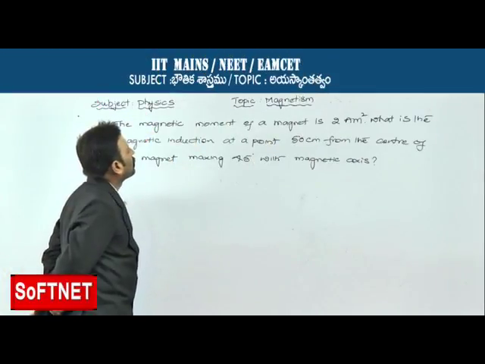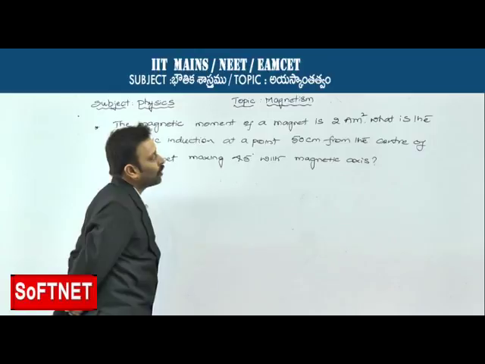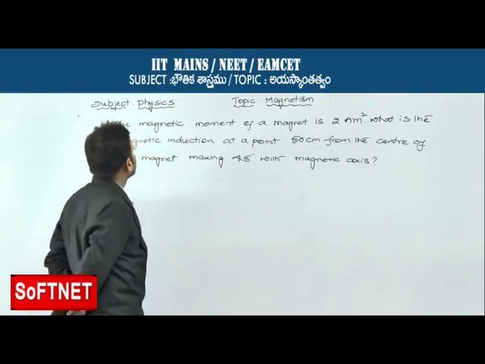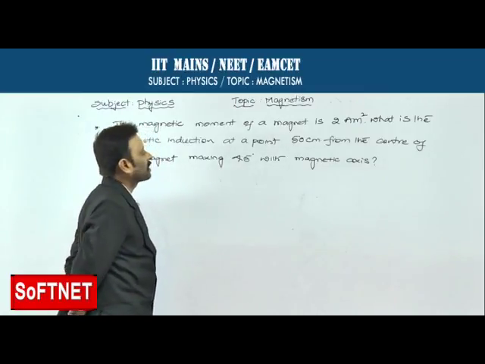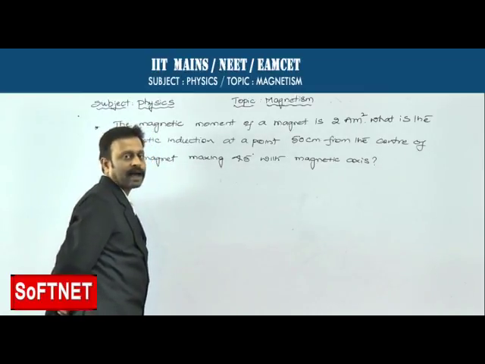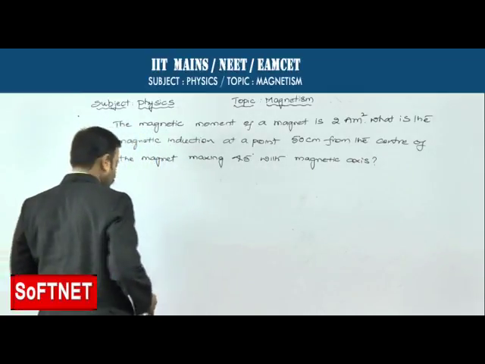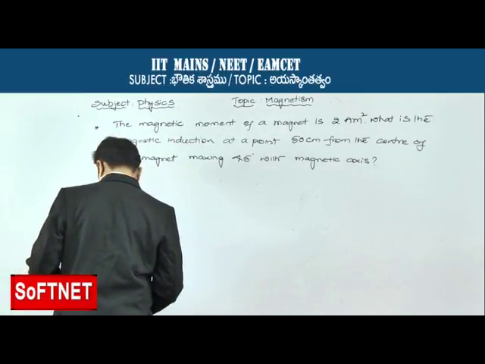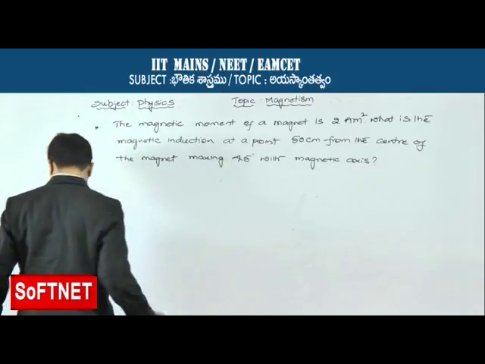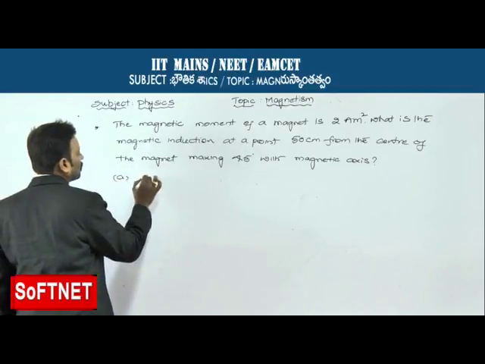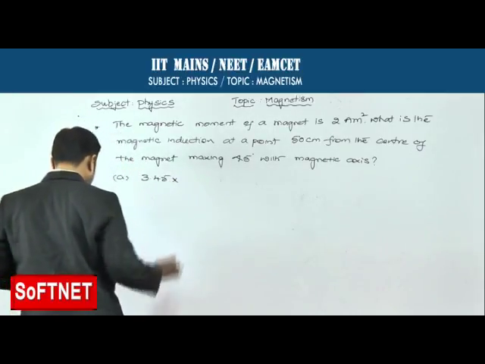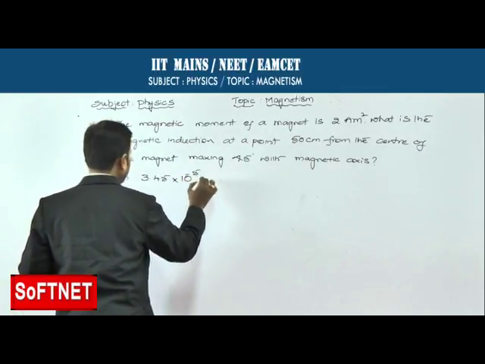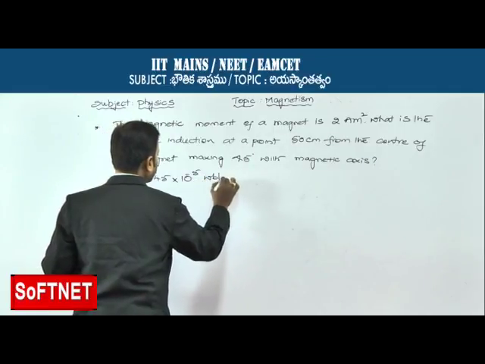Next problem: the magnetic moment of a magnet is 2 ampere meter square. What is the magnetic induction at a point 50 centimeters from the center of the magnet, which makes an angle 45 degrees with the axis of the magnet? The given options are: first one, 3.45 10 power minus 5 Weber per meter square.